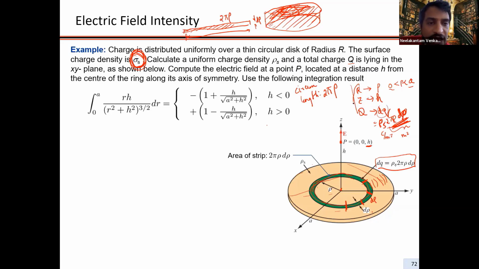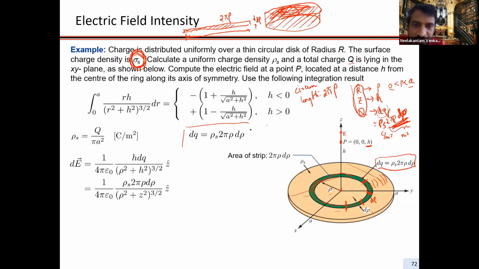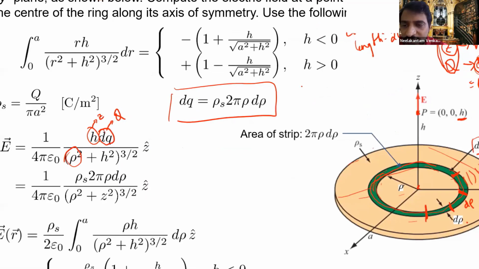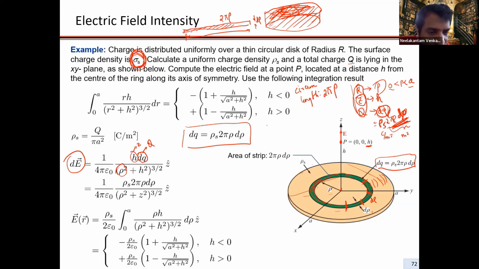So from my previous problem, I need to replace the r by this. That means my dq is this. From the previous problem, I had this as my z and this as my q. So q needs to be replaced by dq. My z has been replaced by h. I had r square, and my r is replaced by rho. That gives the little electric field due to this small little charge surrounding here.